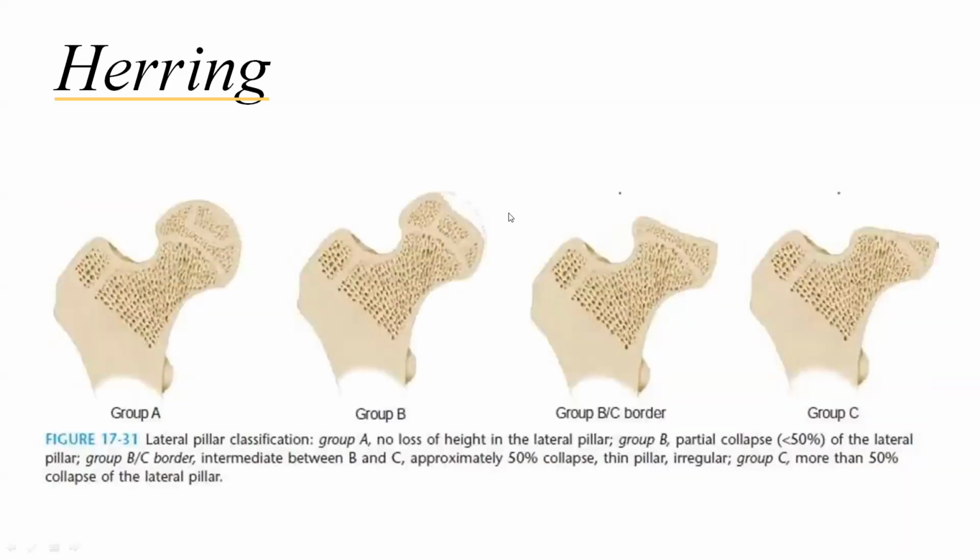Continue. And this is an example of the Herring classification in an image. So A, there is no loss of height. In B, there is less than 50%. In the BC, we can say it's almost 50%, while in C, there is more than 50% loss in height.